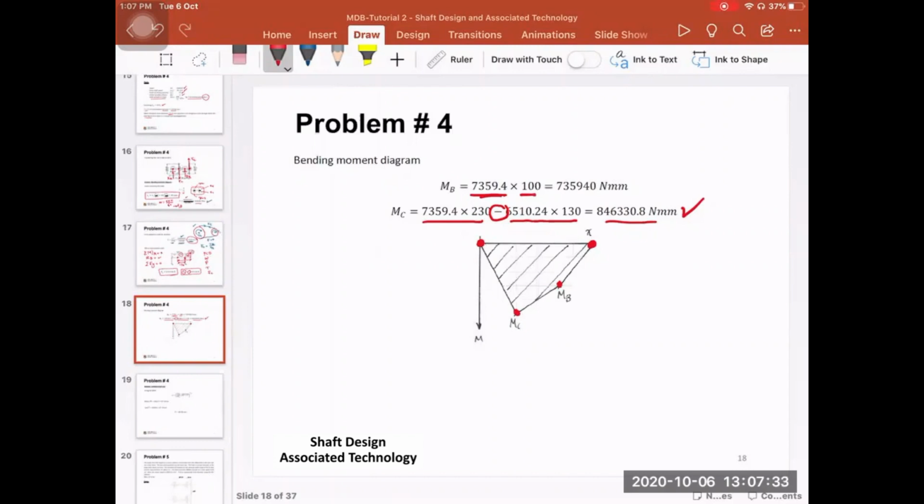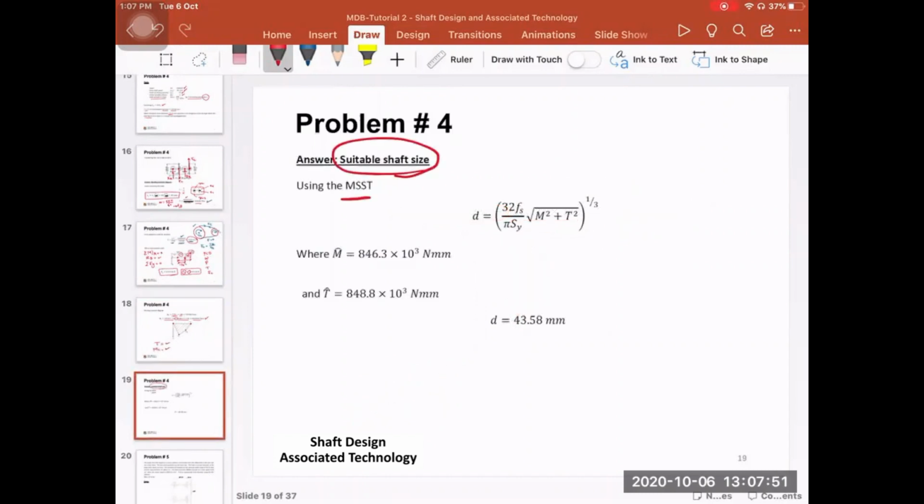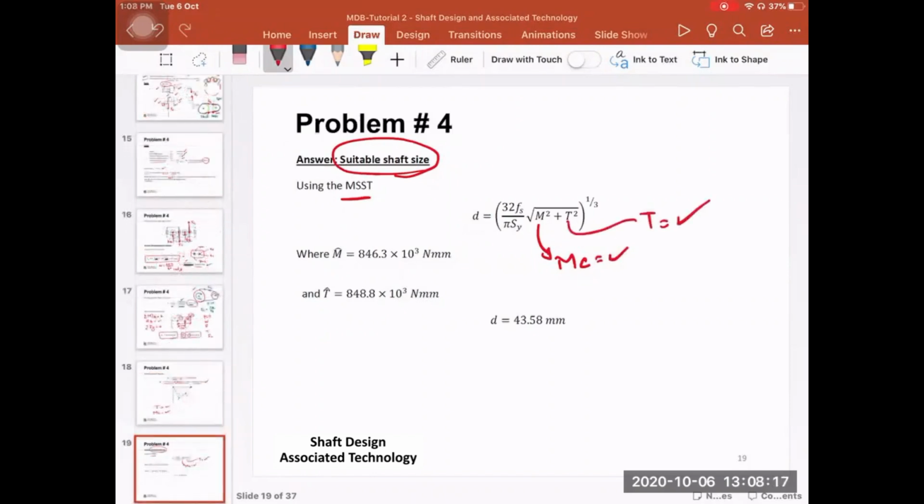So for now, we calculated the torque. We have calculated also the moment. So we have the bending moment, we have the torque. The moment is maximum at point C, so we are going to use MC. Then the factor of safety is 2 for general applications. S yield is known based on the material. So you can calculate the diameter of the shaft, which is going to be, in this case, 43.58.